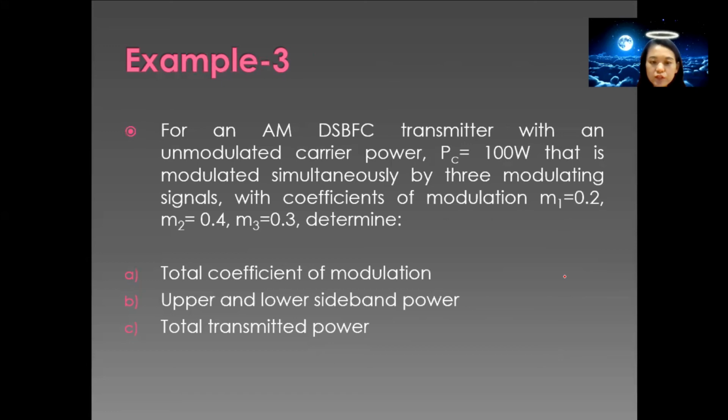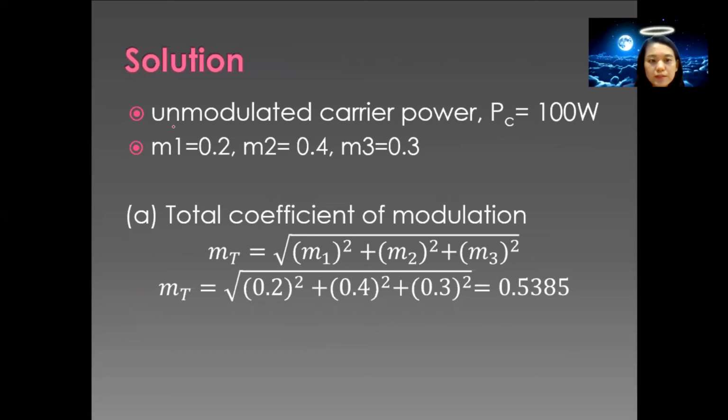Determine A, the total coefficient of modulation. B, upper and lower sideband power. C, the total transmitted power. So first we list down the unmodulated carrier power, PC is 100, and M1 is 0.2, M2 is 0.4, M3 is 0.3. For A, we find the total coefficient of modulation. We just use the formula: Mt equals the square root of M1 squared plus M2 squared plus M3 squared, so we have 0.2 squared plus 0.4 squared plus 0.3 squared, and the square root of that gives 0.5385.